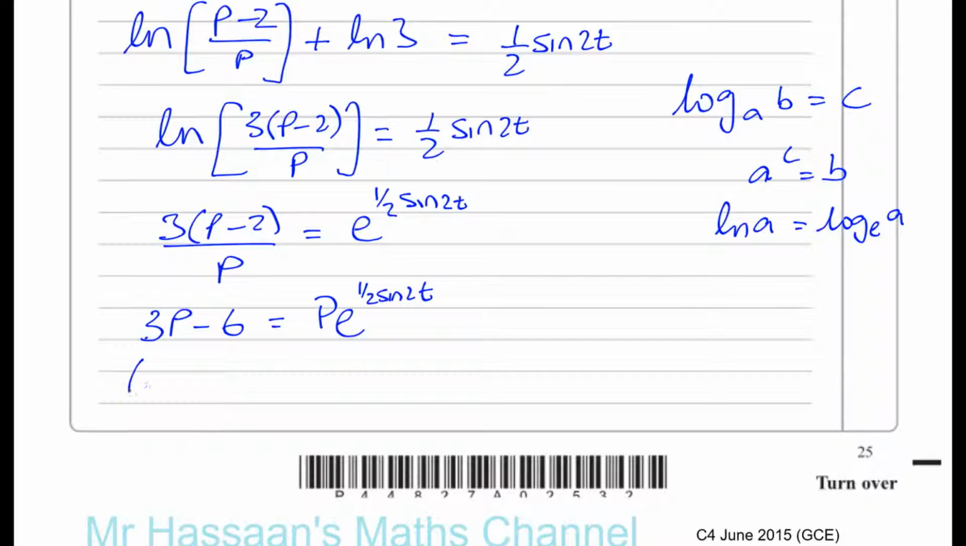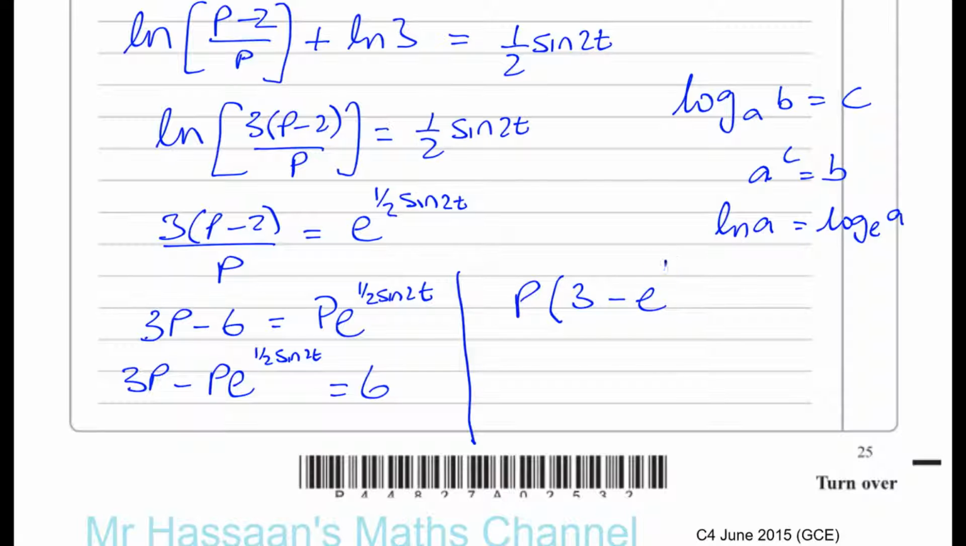So I'll say 3p minus p times e to the power of a half sine 2t is equal to 6. And what I'm going to do now is take out that p as a common factor. So I have p times 3 minus e to the power of a half sine 2t is equal to 6, and then I can finally divide by this bracket, and I'm left with what I had to show.